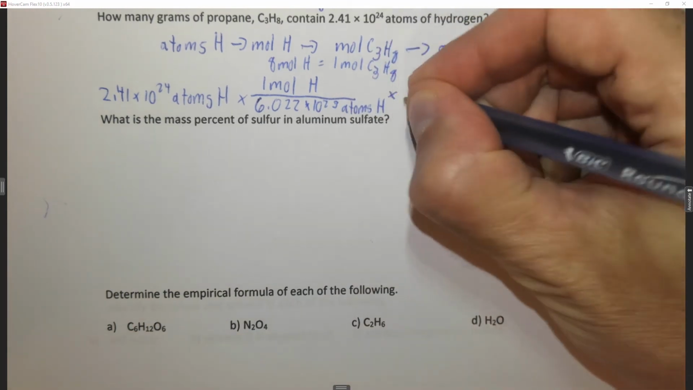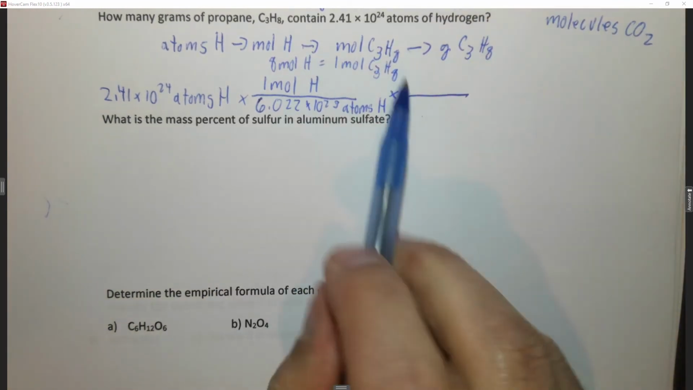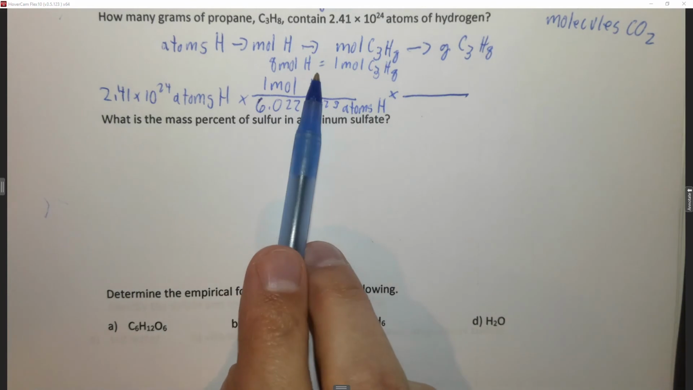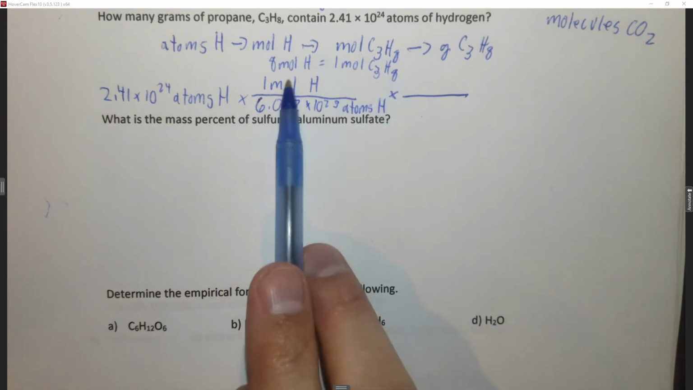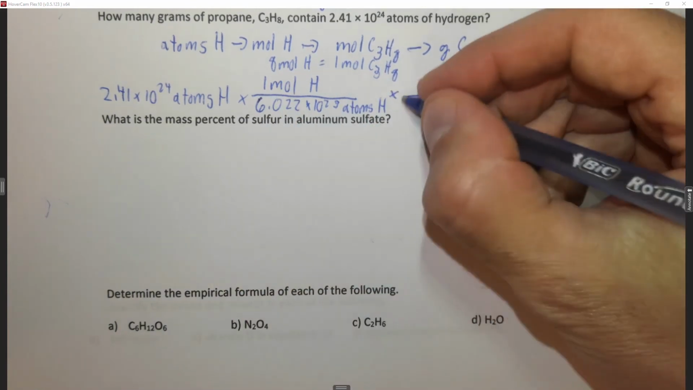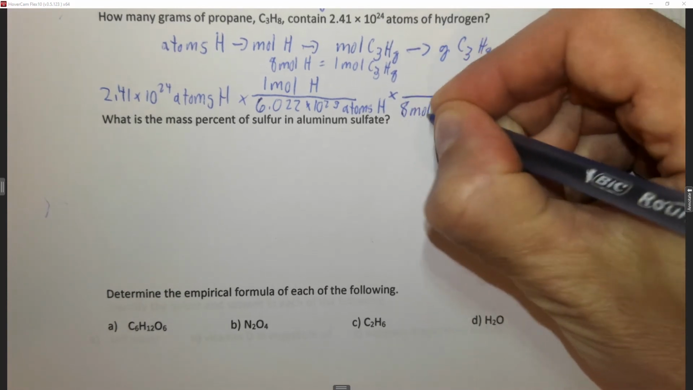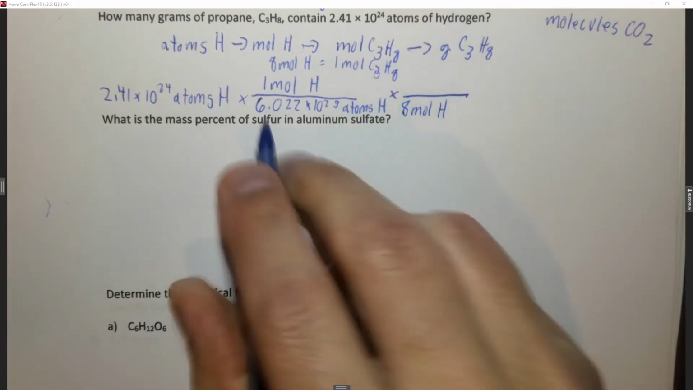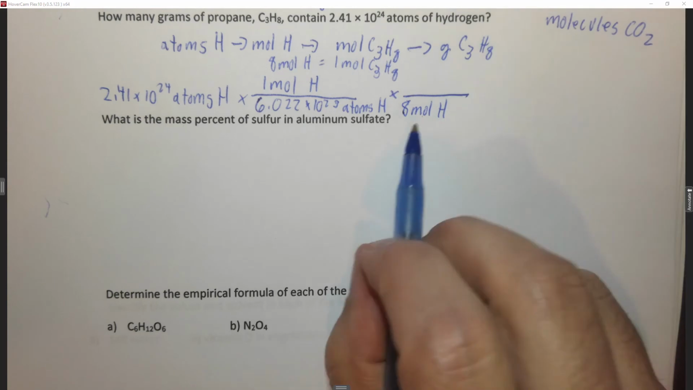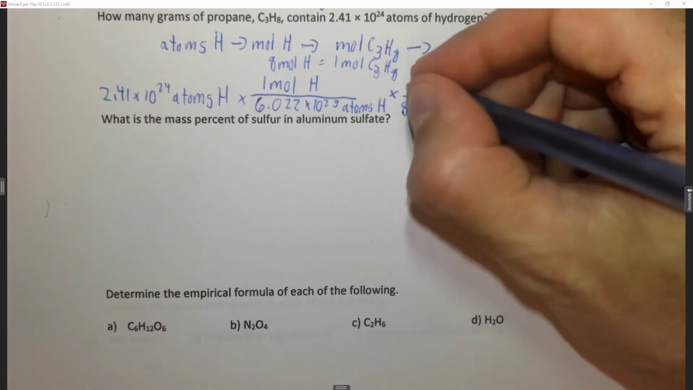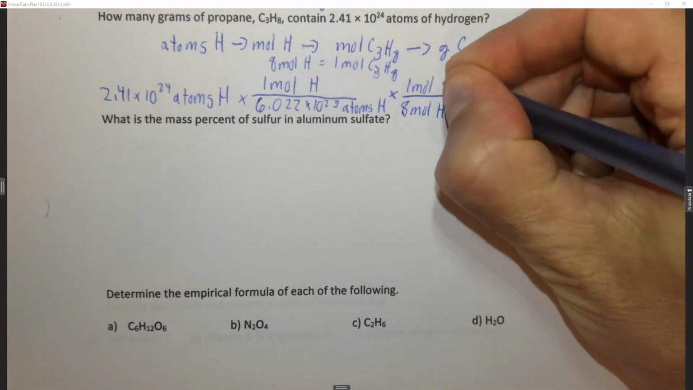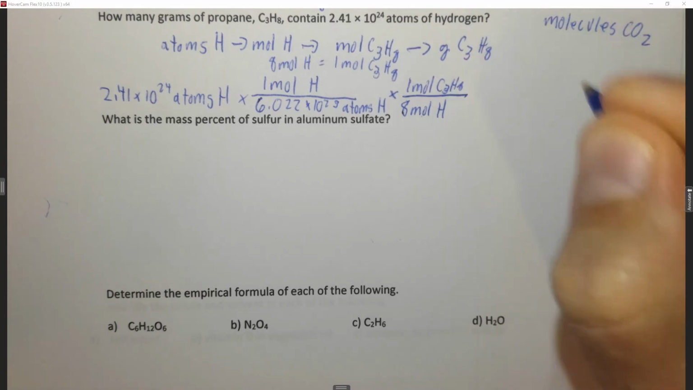Now we need to convert from moles of hydrogen to moles of C3H8. Well, we know that 8 moles of hydrogen equals 1 mole of C3H8. Since we're trying to get rid of moles of hydrogen, we put the 8 moles of hydrogen on the bottom, and the 1 mole of C3H8 on the top.